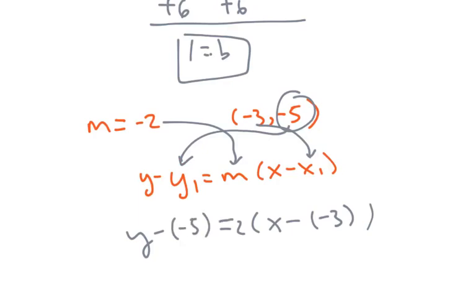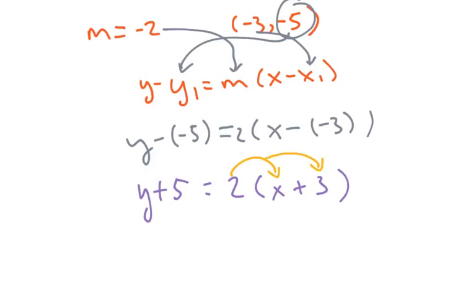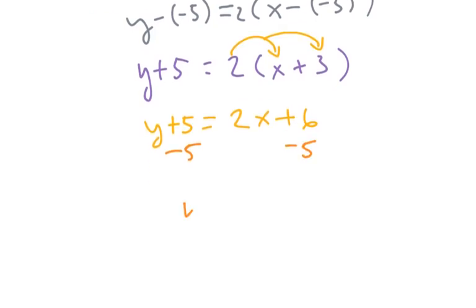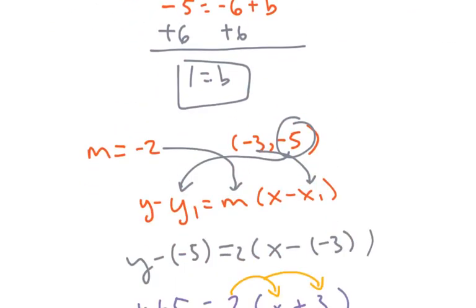And then solve. So negative becomes a positive, negative becomes a positive, and we'll distribute 2. We'll subtract 5. And you can see that y equals 2x plus 1 and y equals 2x plus 1 are the same.